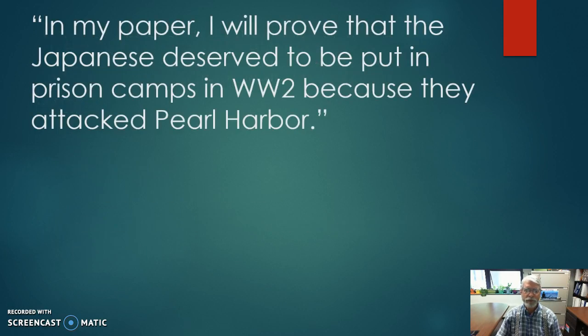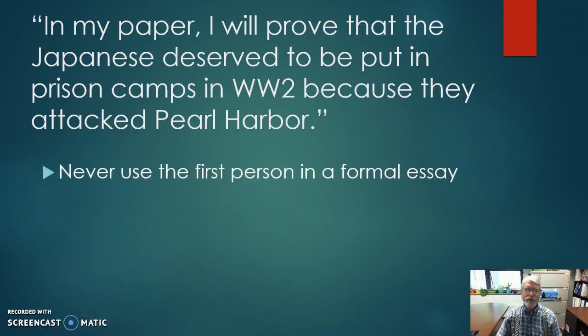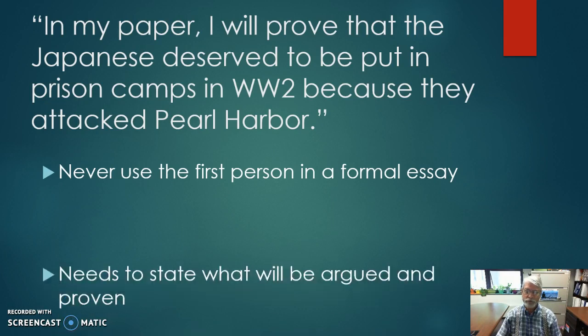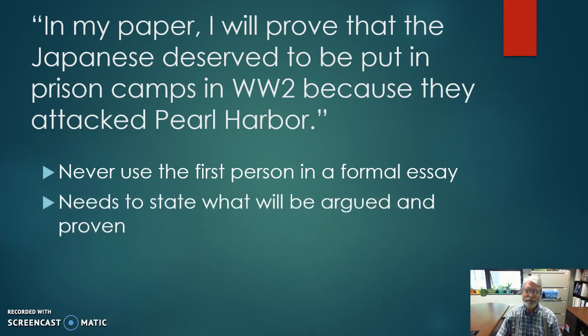Another example could be, in my paper, I will prove that the Japanese deserved to be put in prison camps in World War II because they attacked Pearl Harbor. There are a number of problems with this thesis. First, a formal essay should never contain a first-person reference to the author. Next, the reader does not need to be told the paper is a proof. A well-reasoned argument makes that obvious to the reader.